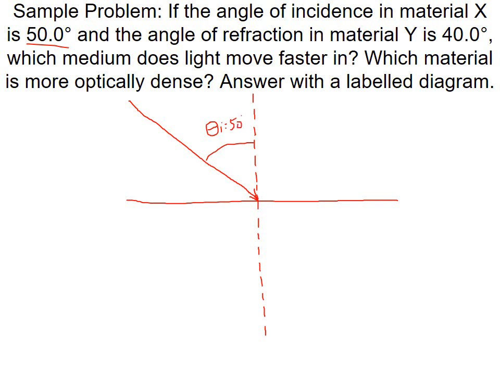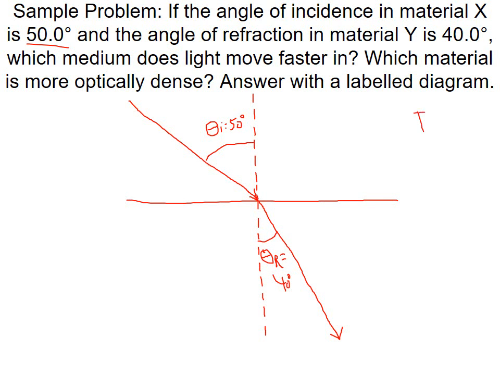That's 50 degrees. Your theta R, your angle of refraction, is 40 degrees. So that means you're closer to the normal now. So you need to show that it went 40 degrees from the normal. So it's now 40 degrees from the normal, as opposed to 50 degrees. So we have 40 degrees. So we went towards the normal.